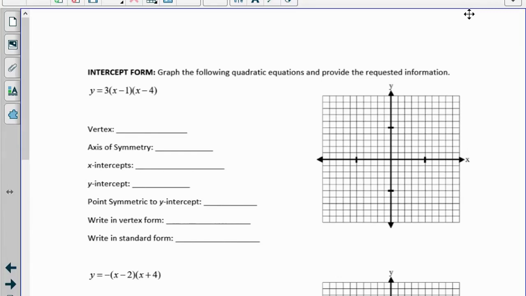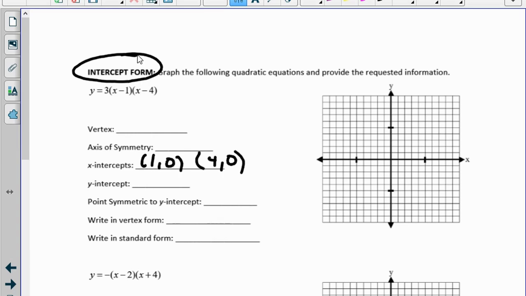Graphing in intercept form. This is another video on how to graph quadratics given some other form. So y equals 3 times x minus 1 times x minus 4. We can tell the x-intercepts are going to be at 1 and 4, so that makes it easy there.